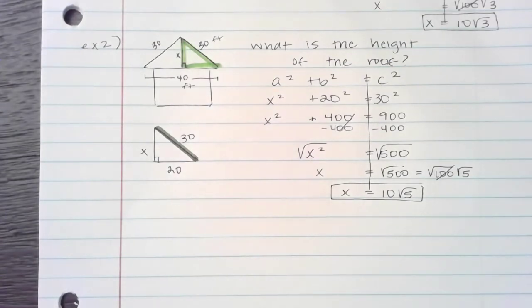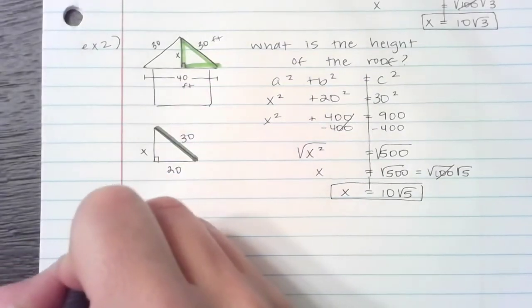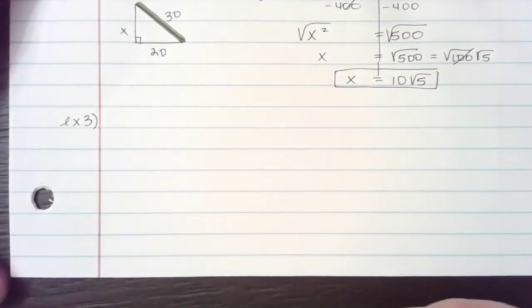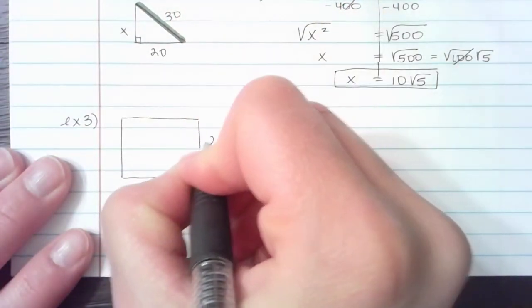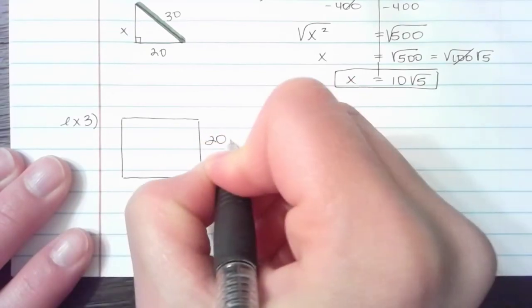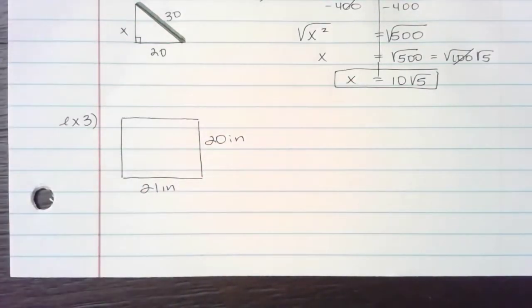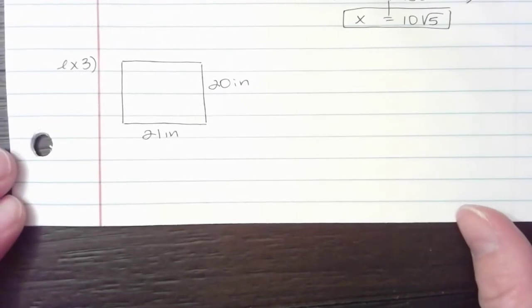There's one problem left. This one might be a little bit easier. This one is a TV. Well, there's nothing there yet. It will be a TV once I draw the TV. So we have a rectangle. The sides of the TV are 20 inches and 21 inches. I don't think that this is actually a real TV size. Some of you guys are going to be like, actually, that's not right. But whatever.